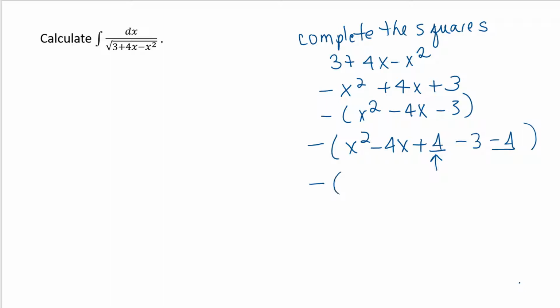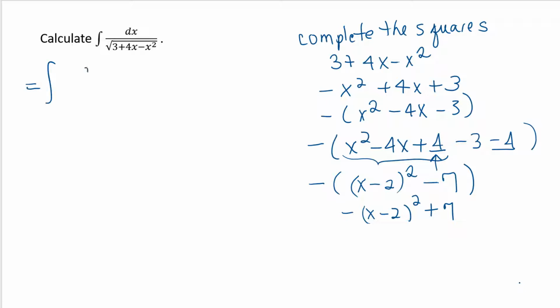This then will simplify to x minus 2 quantity squared minus 7. Now, we can distribute the negative and you would get minus the quantity x minus 2 squared plus 7. We'll replace that in the original integral problem and write it as the integral of dx divided by the square root of 7 minus x minus 2 squared.